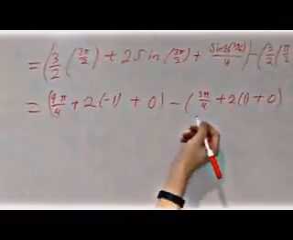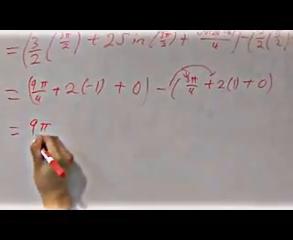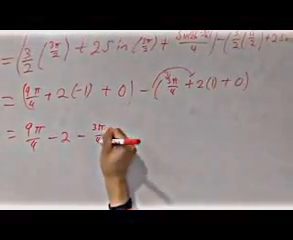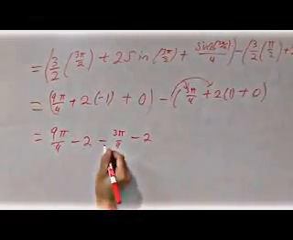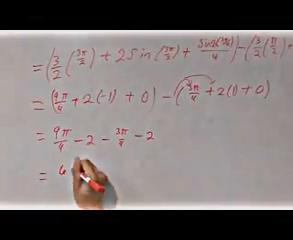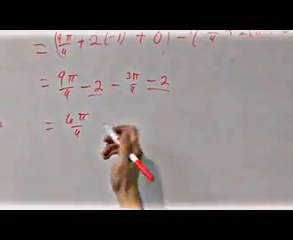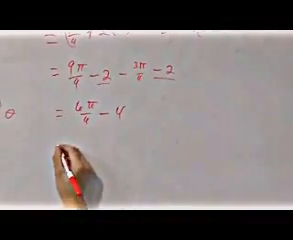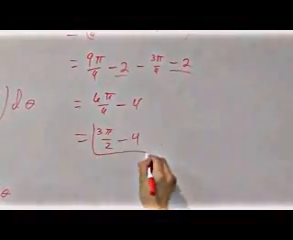Now we're going to add them, distributing the negative sign into this. Now it's going to be 9 pi over 4 minus 2 minus 3 pi over 4 minus 2. So 9 pi over 4 minus 3 pi over 4 equals 6 pi over 4. And when you subtract the 2, or add the 2's, I guess, it's going to be negative 4. And we can reduce the 6 pi over 4. It's going to be 3 pi over 2 minus 4. And that will be your final answer for this equation.